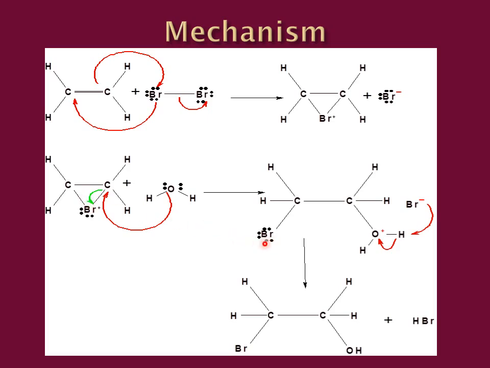Next, the bromide ion which is formed in the first step is going to abstract the proton from this water. Why? So that it can give this bond back to the oxygen atom as a lone pair. In this way, OH is going to add across this carbon atom and Br on the other carbon atom of the double bond. And HBr, a halogen acid, is also formed along with the halohydrin.